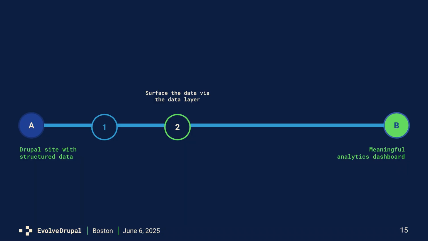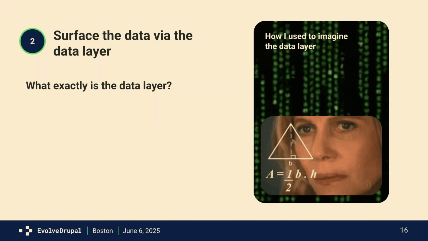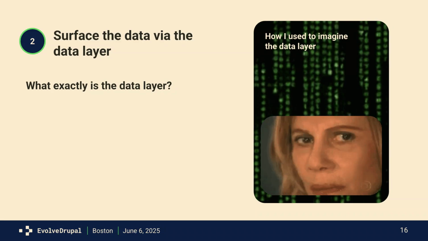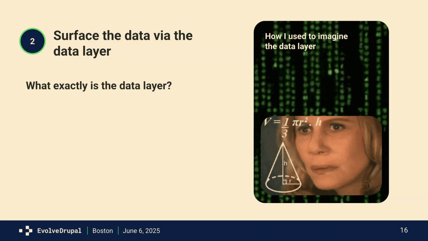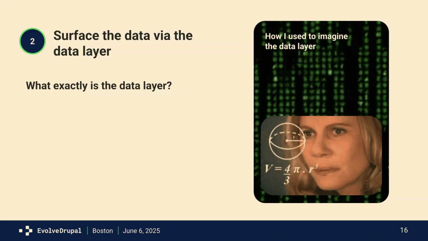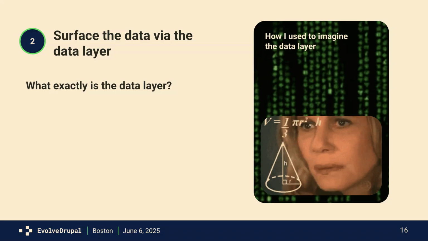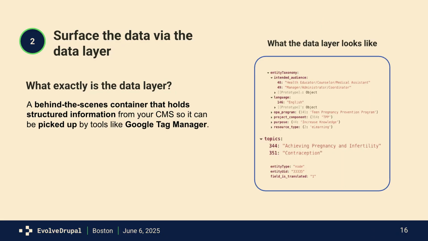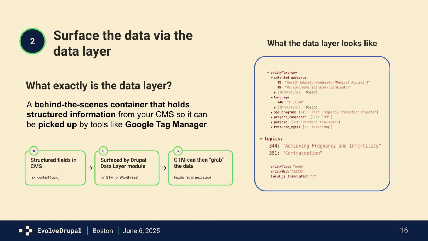And then two, you surface the data via the data layer. So when I first heard about the data layer, I was a little bit like this. I'm not a developer. I was just like, it sounds like it's the Matrix and very confusing. Where is it? It's invisible to me, right? And it kind of looked like that. But what it actually looks like is like this. So it's essentially a behind-the-scenes container that's holding that structured information from your CMS, so it can be picked up by tools like Google Tag Manager. Essentially, it's surfacing, right, what this back-end data is that already exists, so that it can be consumed.